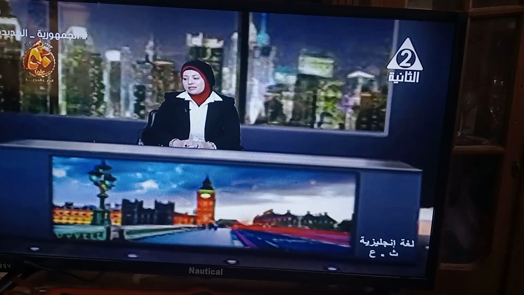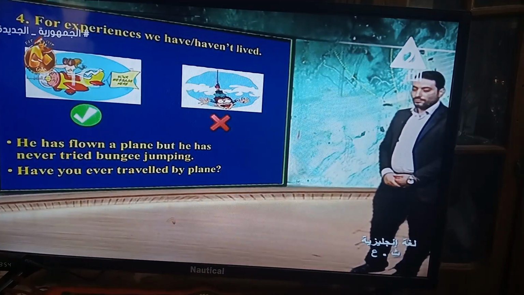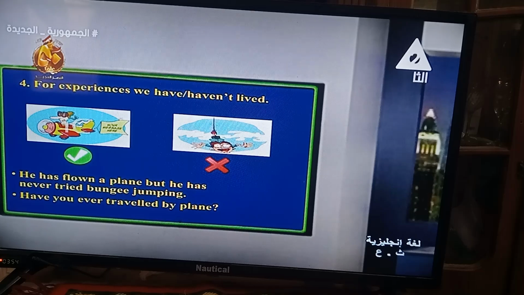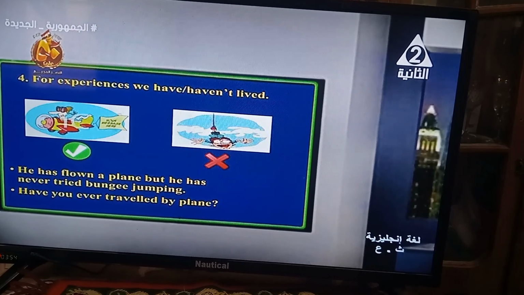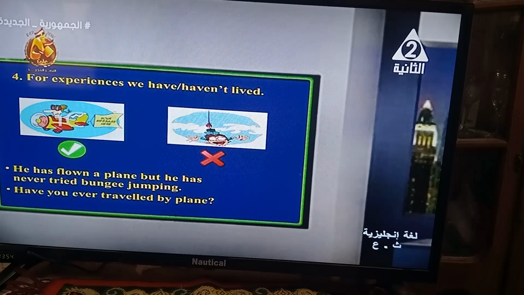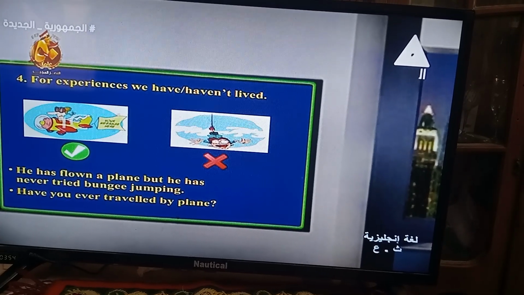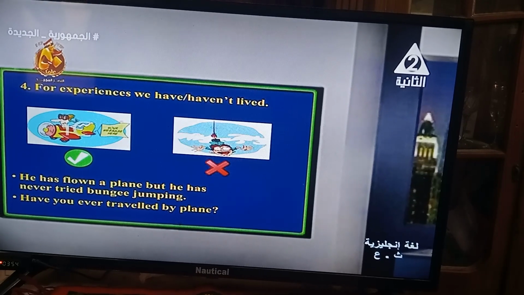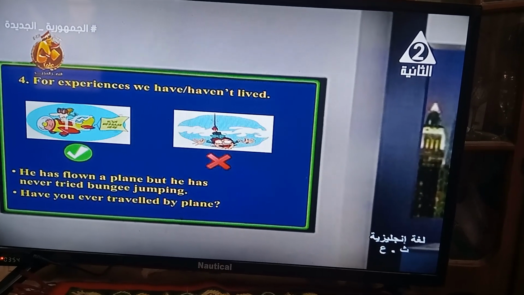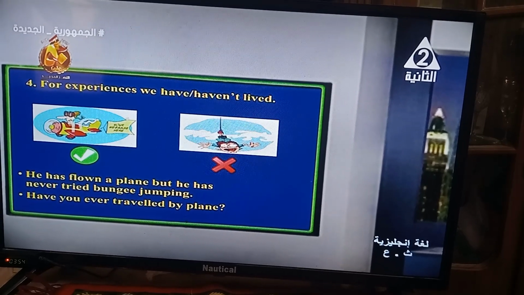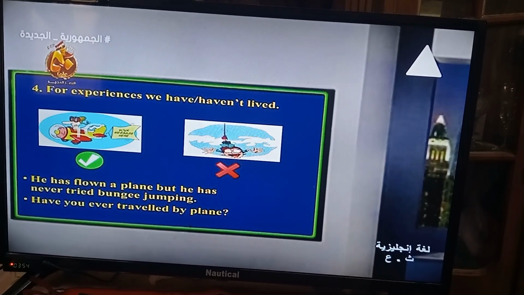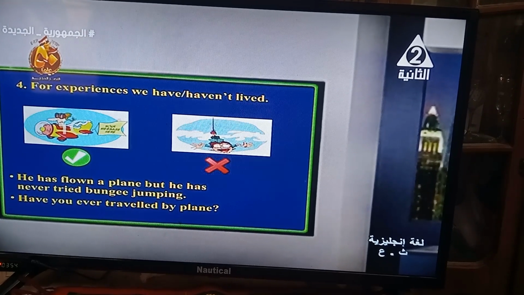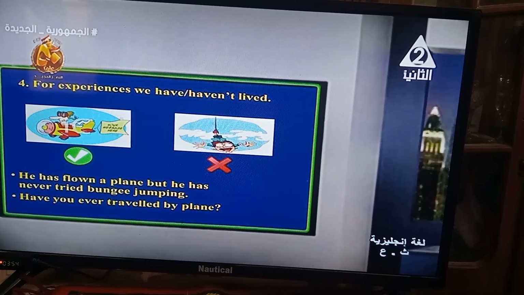Please have a look at this picture. In these two pictures, you will find that the one on the left is having this example. He has flown a plane, but he has never tried bungee jumping. Okay, so this is an experience that he has. The second one, have you ever traveled by plane? And here you utilize the word ever, and sometimes you say yes or no, I never, I have never traveled by plane. Mr. Ahmed, can you elaborate more on that sense?